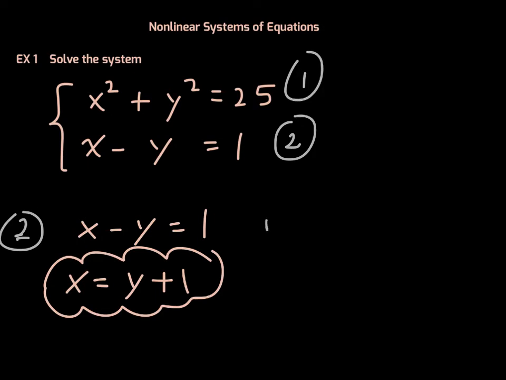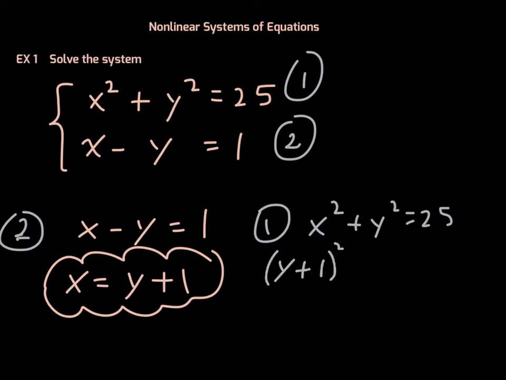Now go to equation 1, which says x squared plus y squared is equal to 25, and make a substitution. Replace x with y plus 1. After all, you're saying x is the same thing as y plus 1. So then when I make my substitution, I'll have y plus 1 squared plus y squared is equal to 25. Do you see my substitution? I replace this x with y plus 1. Now I'm going to have to expand this.